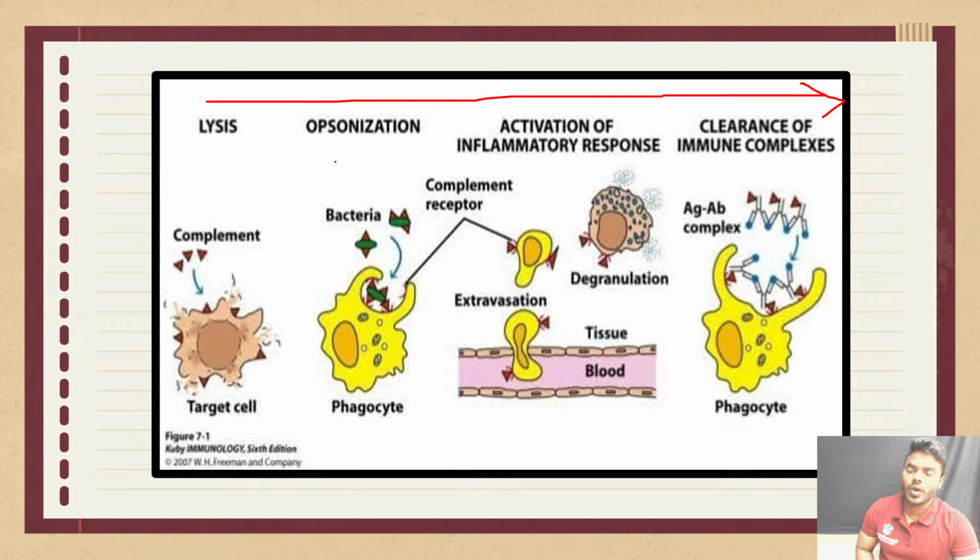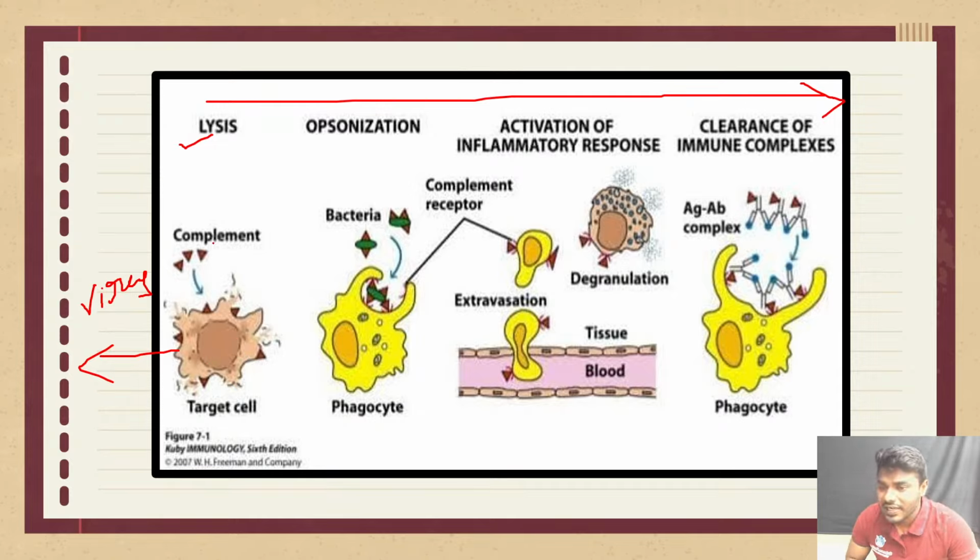Let me explain one by one. The first, simple and effective function performed by the complement molecule is lysis of the targeted cell. Now you see this. This is the targeted cell. What do you mean by the word targeted cell? Why are we calling this cell a targeted cell? Imagine this is the cell which is infected by the virus. That's why we will be calling it a targeted cell.